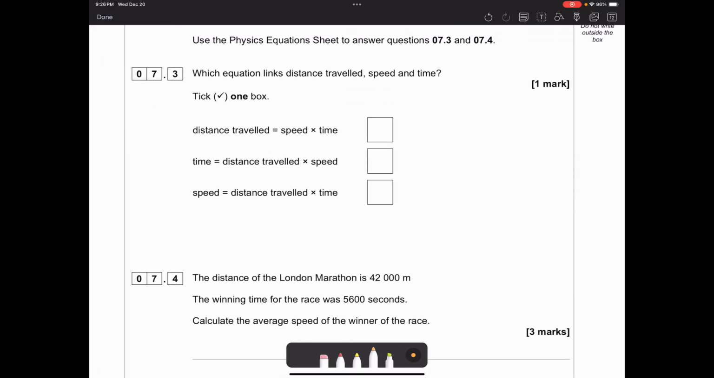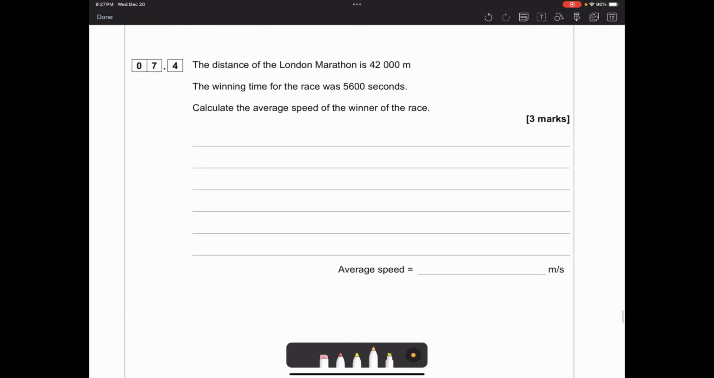Then, you're still using the equation sheet to answer 7.3 and 7.4. What is the equation that links distance travelled, speed and time? You'd look at your equation sheet, and you'd find the one that matches it, which is distance equals speed times time. The distance of the London Marathon is 42,000 metres. The winning time for the race was 5,600 seconds. Calculate the average speed of the winner of the race.